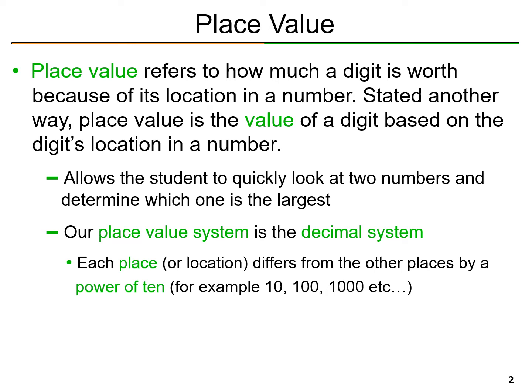Place value allows the student to quickly look at two numbers and determine which one is the largest. And our place value system is the decimal system. Each place or location in the decimal system differs from the other places by a power of 10. For example, they differ by a factor of 10, 100, and 1,000, depending on which two places we're concerned with.